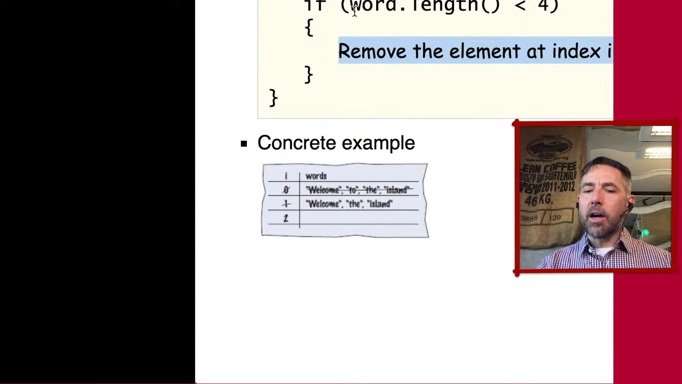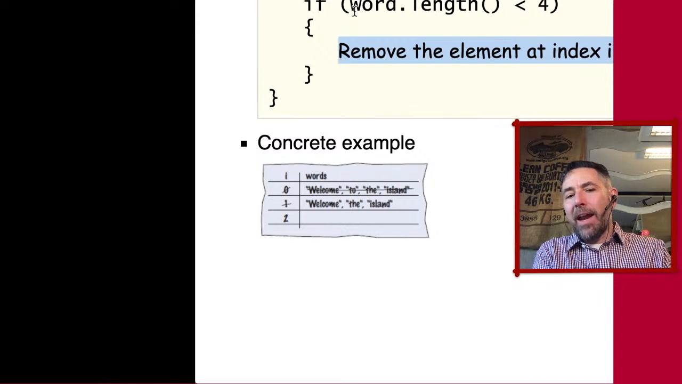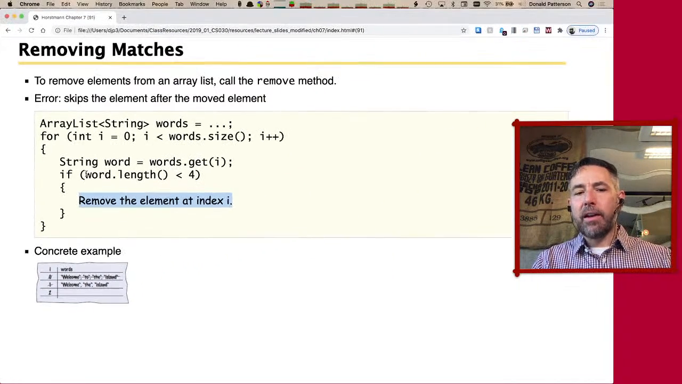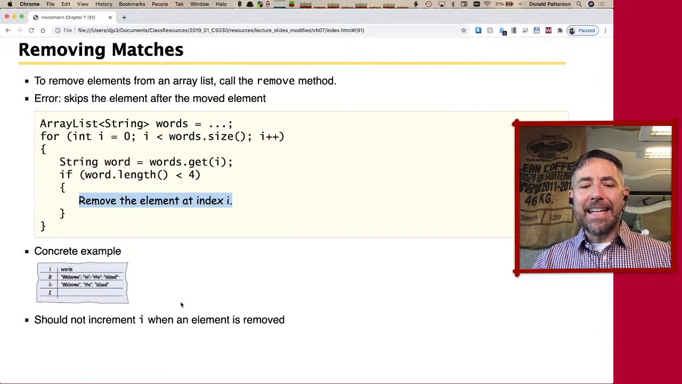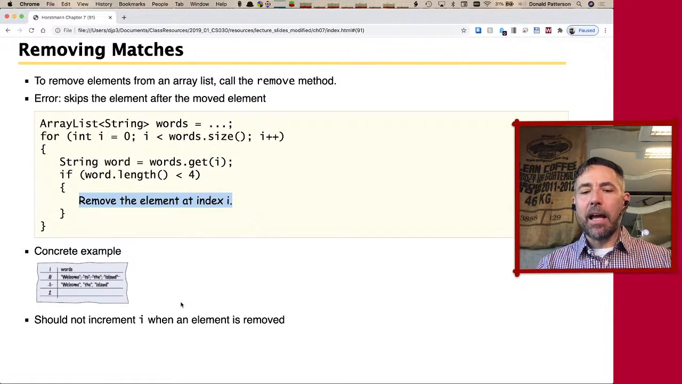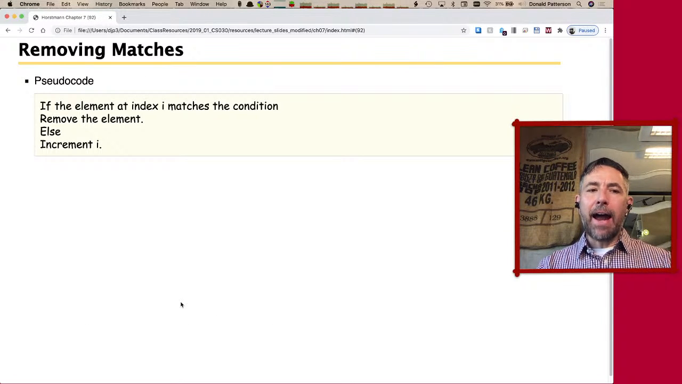And now if we were to arbitrarily look at position 2, "welcome" is 0, "the" is 1, "island" is 2. You can see that we never examined the word "the" because it kind of slid underneath our radar as we removed stuff and advanced our index. So we have to be careful that we don't increment i in this case when the element is removed. We need to double check it.